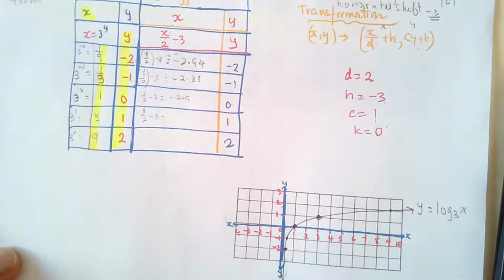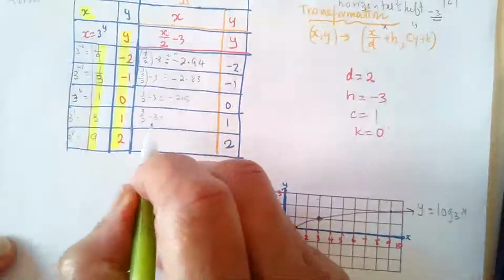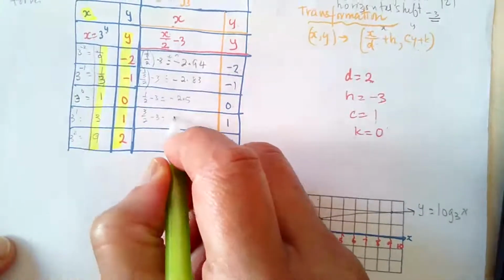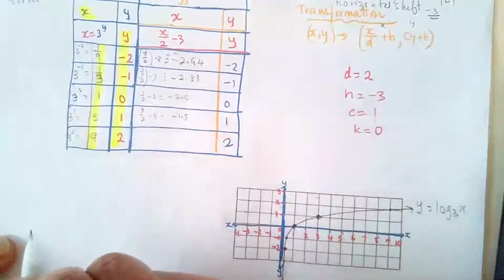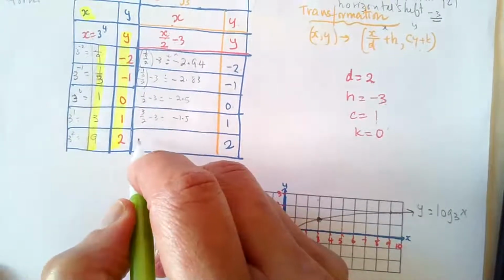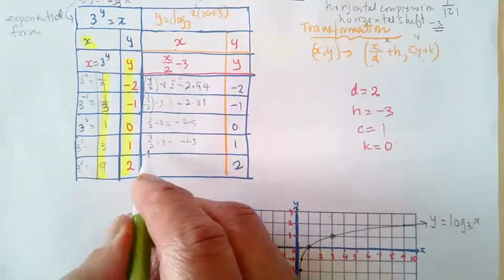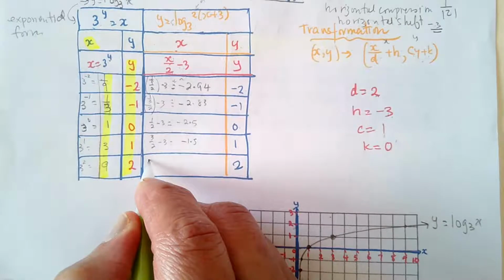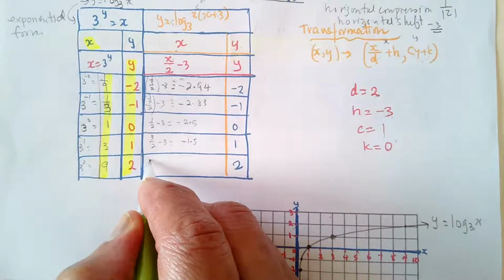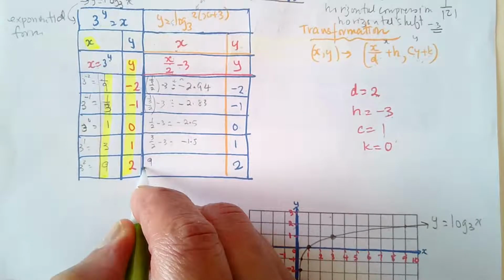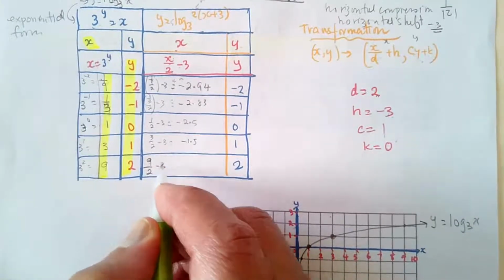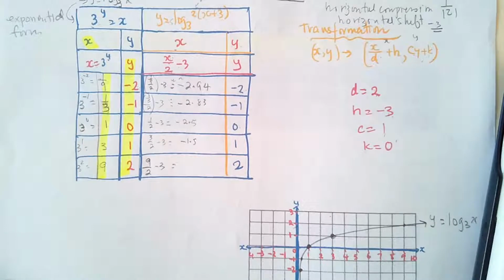So we have 3 divided by 2, so 1.5. So -1.5 here. And the last one we have is 9 divided by 2 minus 3. And that will give us 9 divided by 2 minus 3, giving us 1.5.